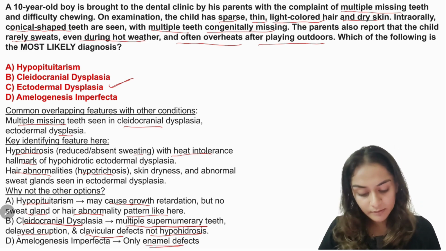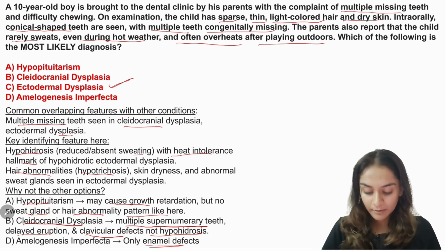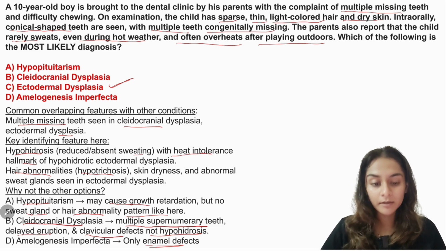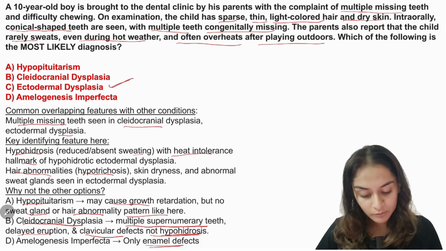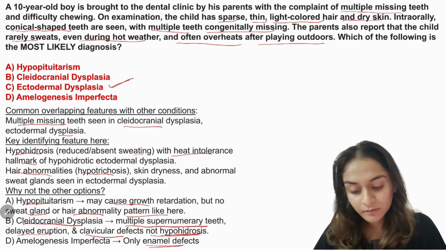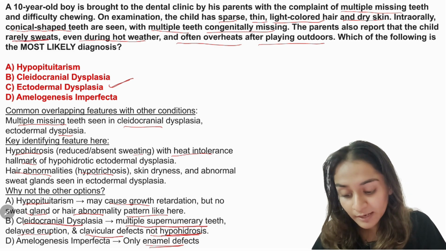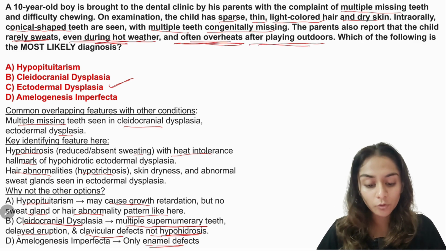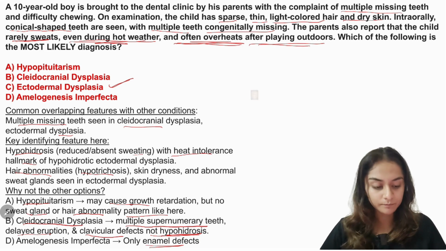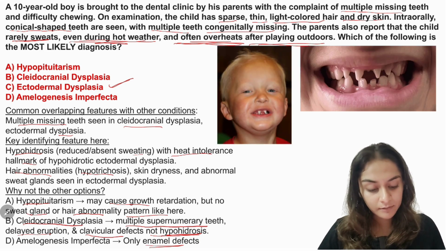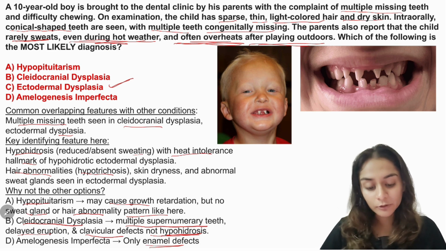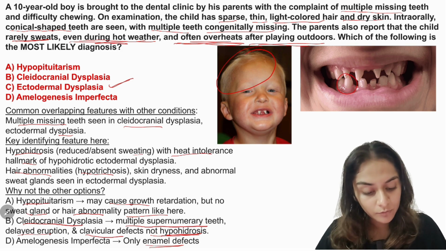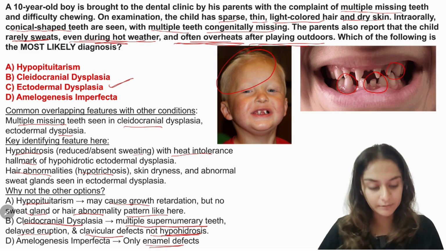In amelogenesis imperfecta, there are only enamel defects. So you might get confused with cleidocranial dysplasia, but the key point over here is your hypohidrosis. That is, when it is mentioned that the child rarely sweats even during hot weather, and the child often overheats after playing outdoors. Over here are the images of the patient with ectodermal dysplasia. We can see sparse hair over here, and over here the conical shape of the teeth.